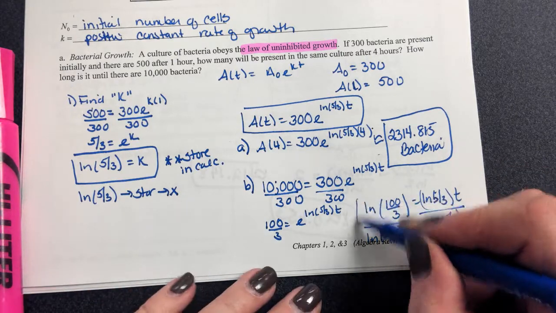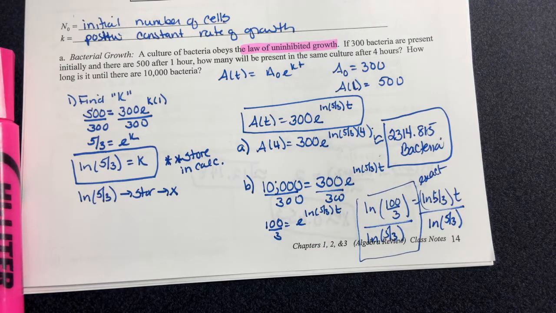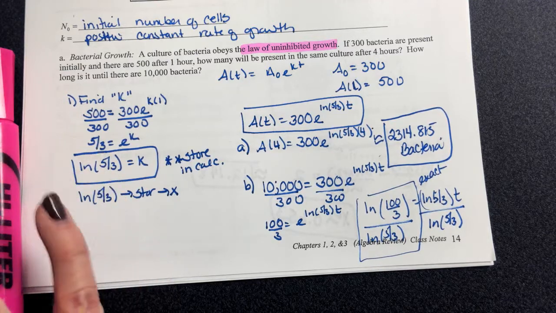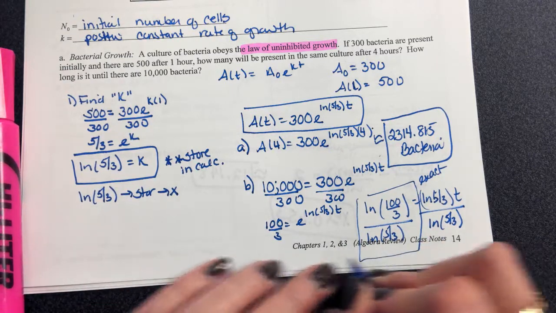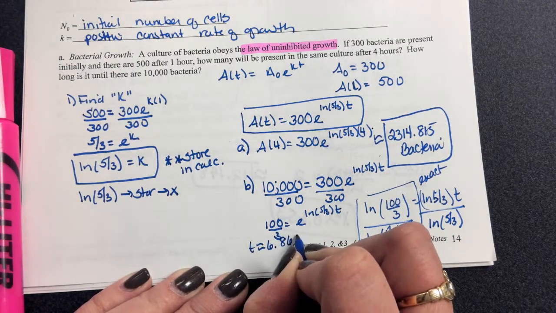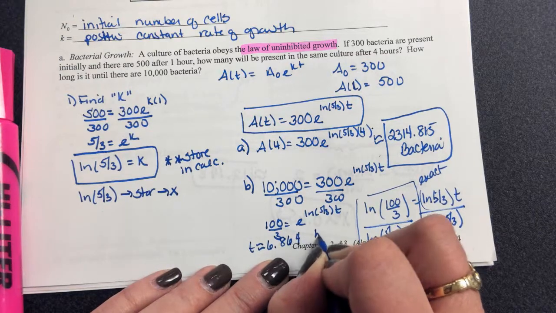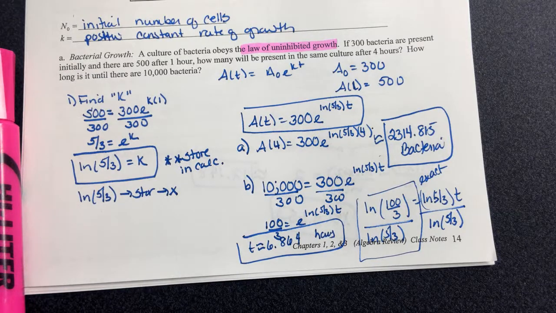So now, if you do not have your calculators, remember, this would be exact. That is your exact answer. But the minute you punch it in, you can get your approximation. We can do the natural log of 100 divided by 3, and then divided by the natural log of 5/3. So I end up with t being approximately 6.86, and the units are hours. So it's going to take approximately 6.864 hours to have that 10,000 bacteria.